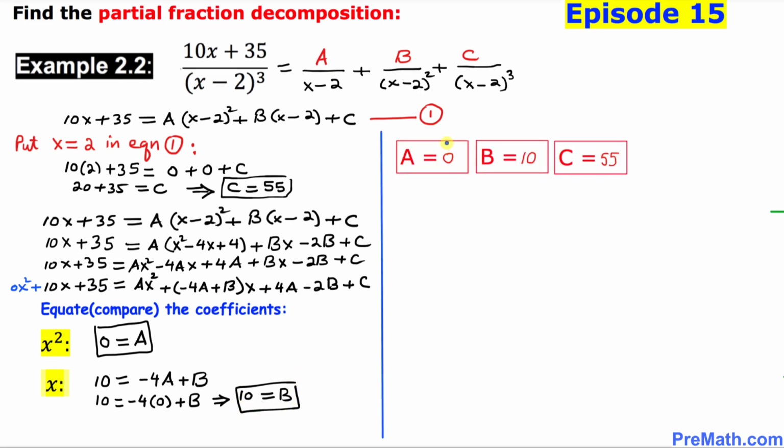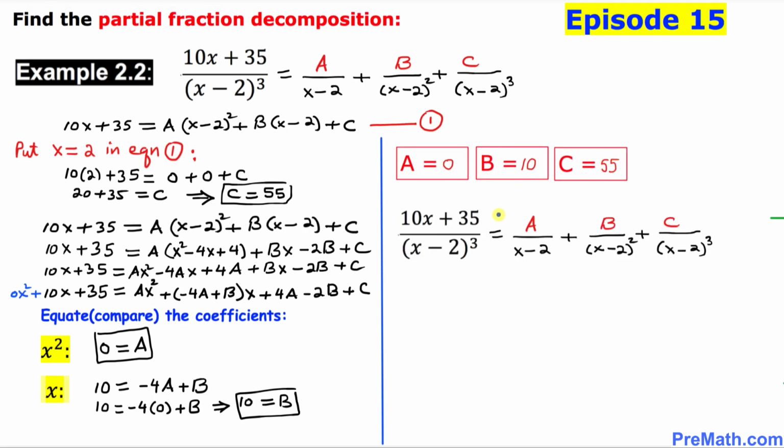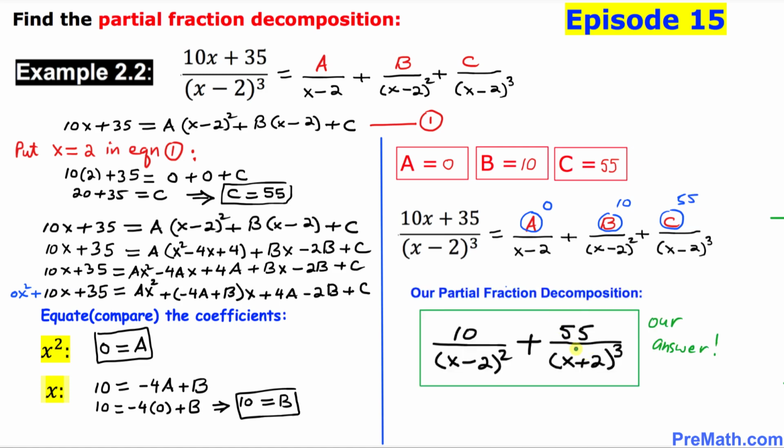So thus our a value turns out to be 0, b value is 10, and c is 55. So thus in our partial fractions, wherever we see a, I'm going to replace it by 0, b by 10, and c by 55. And thus here is our final answer. This first part became a 0 because A was 0, so it is missing. So that is our final answer.